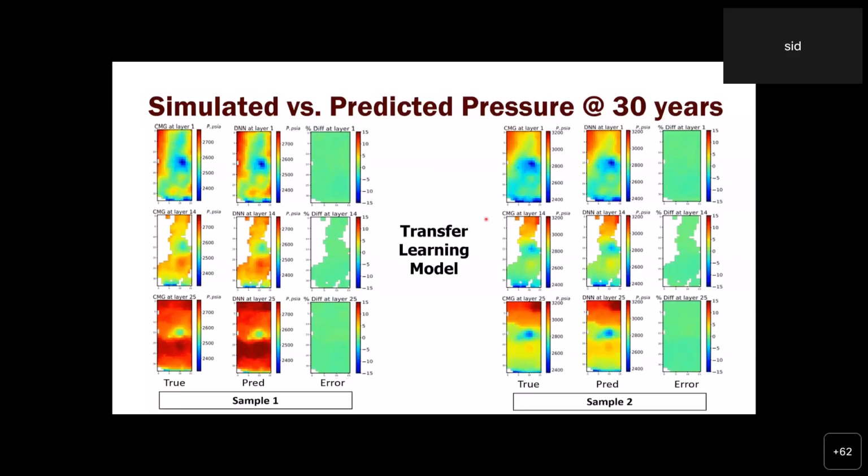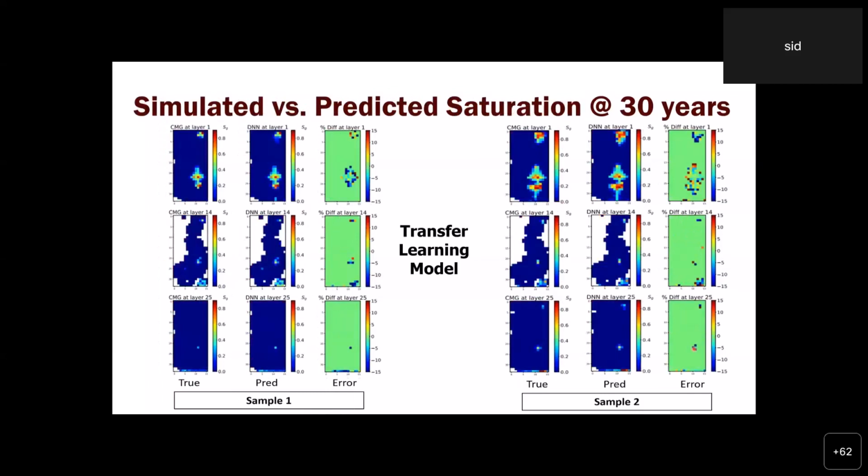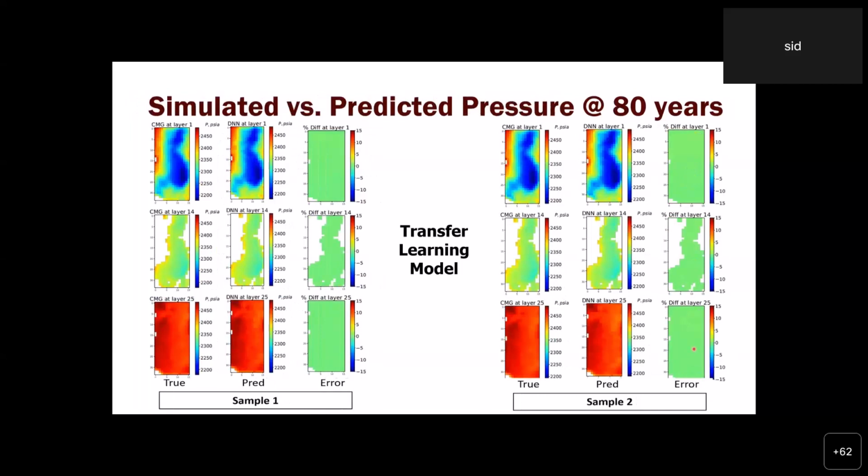This is a comparison of transfer learning predictions, which is in the middle, versus true simulation runs from CMG for various layers at the 30th year. I'm showing you two distinct samples. They have different injection rates. They have different geomodel realizations. So for these two samples, pressure has a very small relative error, which is very encouraging. Saturation tends to have errors between 0 to 10%. I will show you another plot where I'll show you the errors in a little more detail where you can appreciate what's going on.